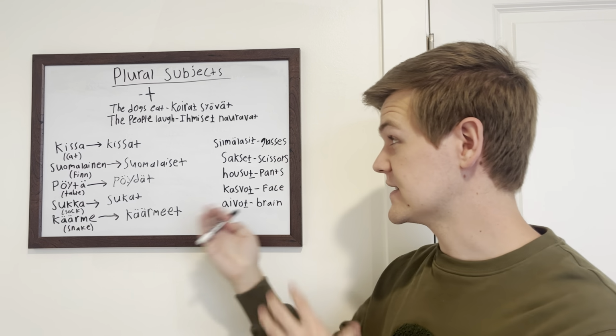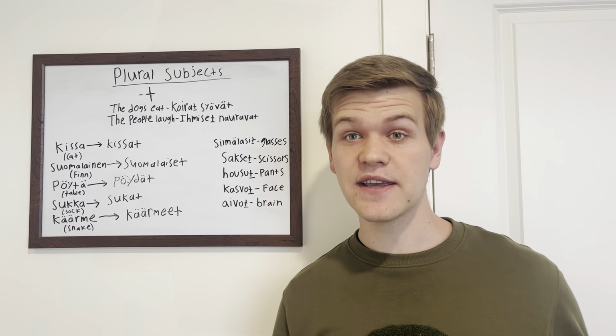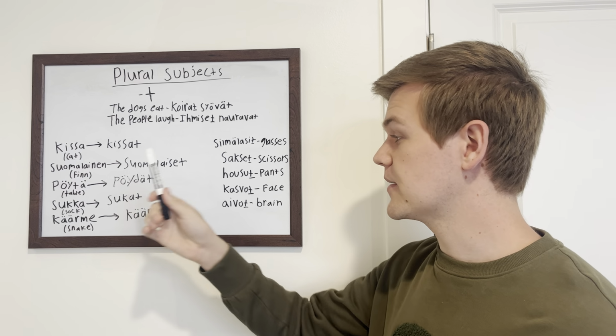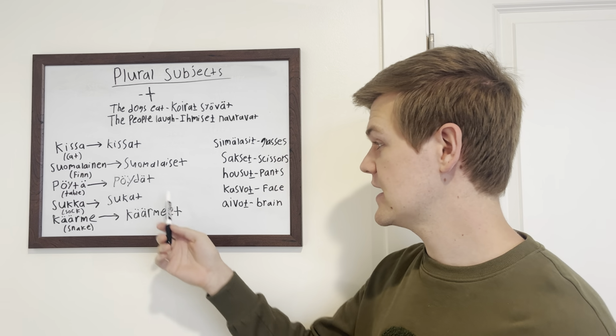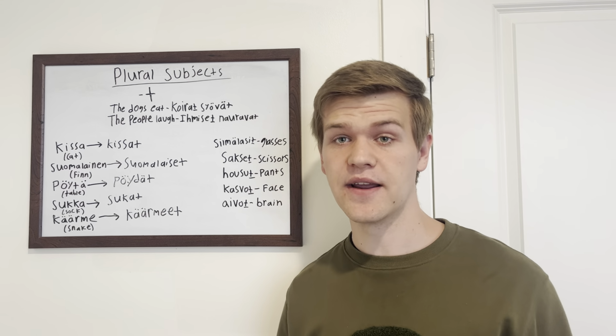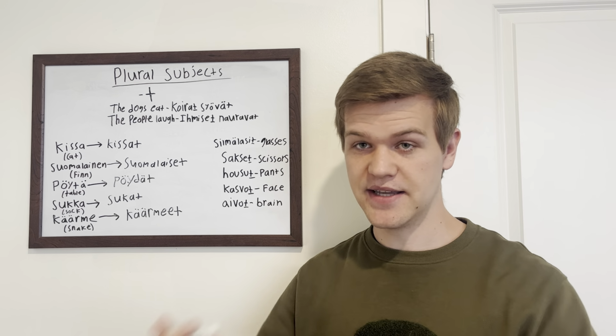So yeah, like I said, making plural subjects is very, very easy. We just find the stem and add a T. Pretty easy to remember and pretty easy to recognize. When it has this T at the end, you can know it's pretty similar to just adding an S to the end of a word in English, where it just makes it into a plural.